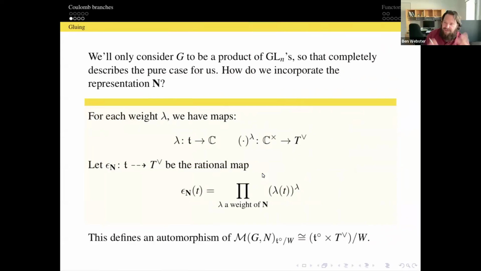All right. So I'm only going to consider the case where G is a product of GLNs.